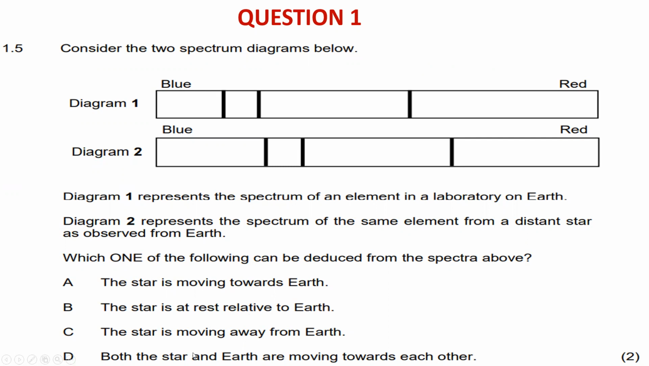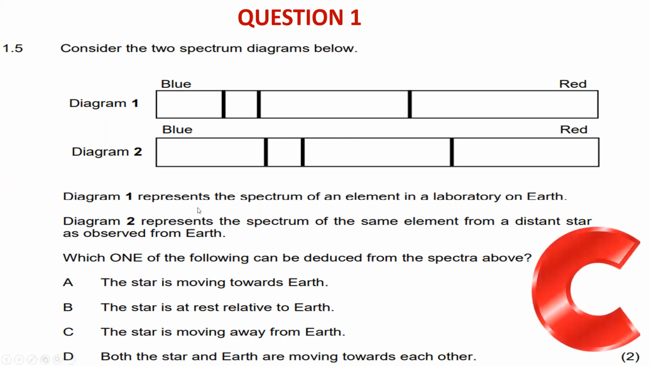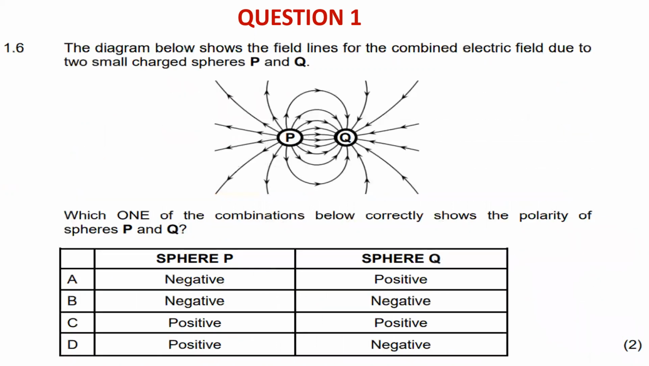Yes, this is correct. And do both the star and Earth move towards each other? No, they don't move towards each other. They are not coming to each other. They are just going away from each other. When you get to that topic, we can get more details. For now, our answer is C for 1.5. Let's continue with the next question.